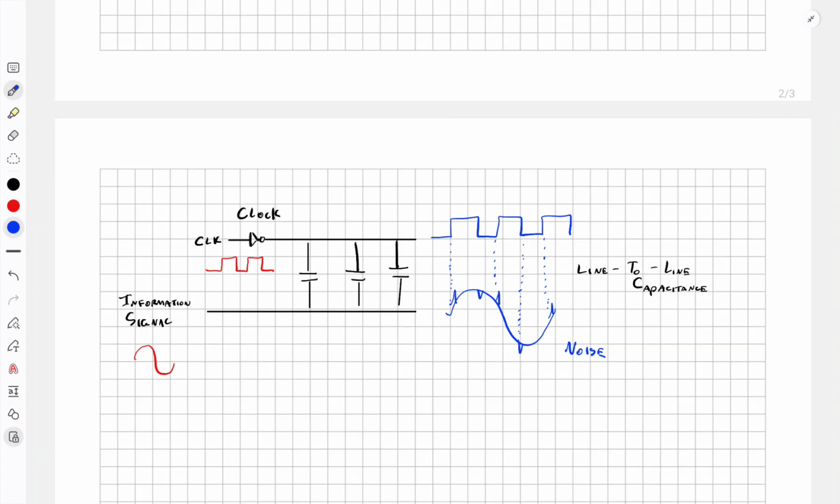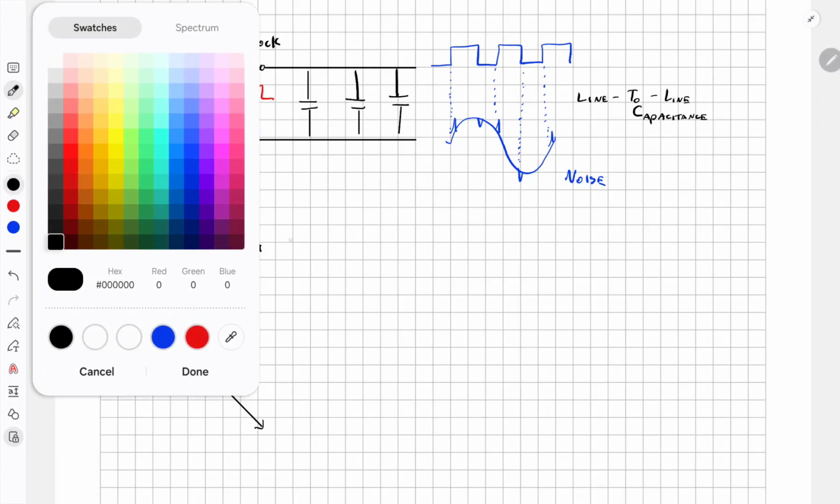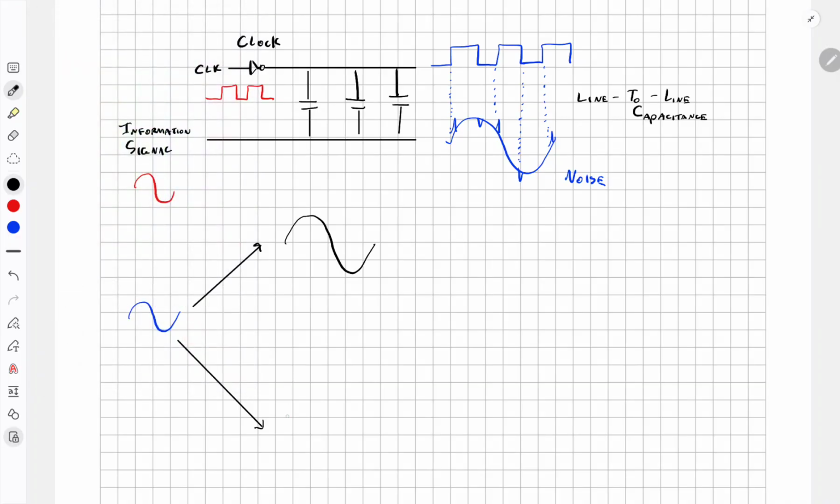So how do we resolve this problem? The solution is actually very innovative. What we can do is take our information signal and split it up into two equal but opposite components. One component looks like this, and the other component looks like this, equal but opposite. Now we run these two signals in two wires to the output.